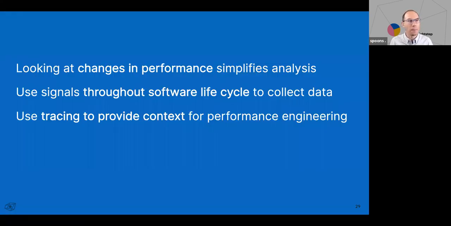Okay, to sum up a little bit, we looked at how changes in performance can simplify analysis, both for humans and algorithms. Then when you can compare two sets, you can draw much stronger conclusions about what kinds of changes are actually important. I talked about using signals throughout the life cycle, from prod all the way back into dev, to understand what's happening. That can be changes in SLIs like latency, but it can also be changes in the distributions themselves, in the shape of those distributions.